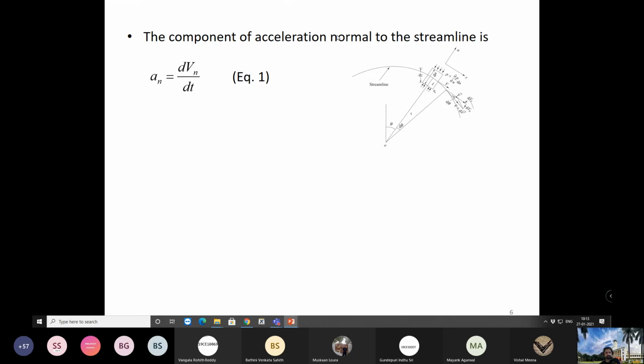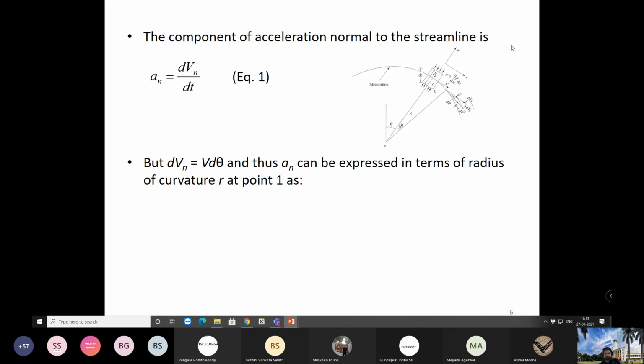The component of acceleration normal to the streamline is, we say n is the normal direction. If Vn is the velocity in the normal direction, and V is the velocity, then the acceleration is dV dt. So in the normal direction, An is the acceleration, so it's dVn dt. You see in this figure here that dVn is V d theta, because d theta is very small.